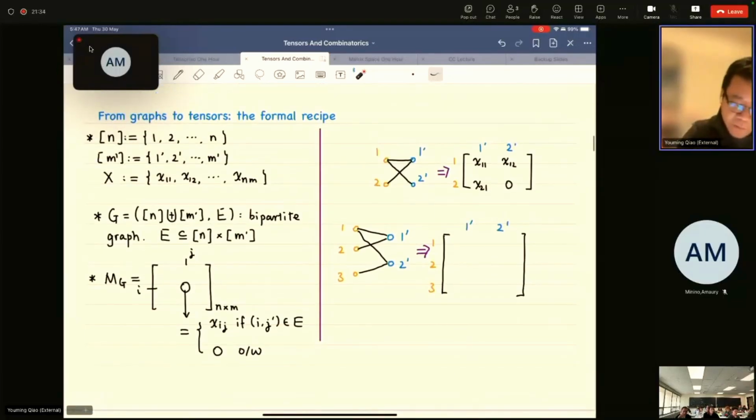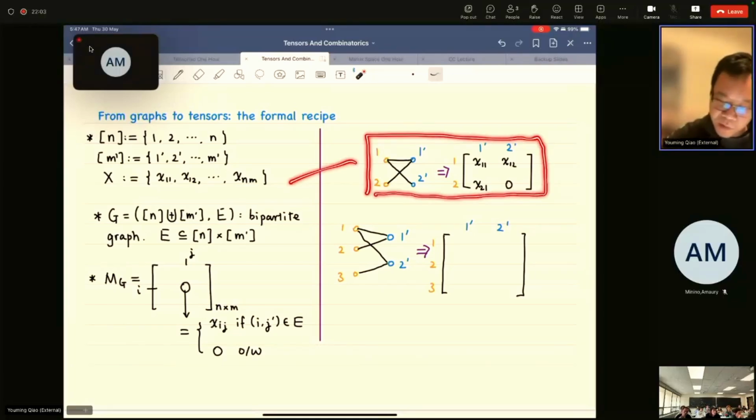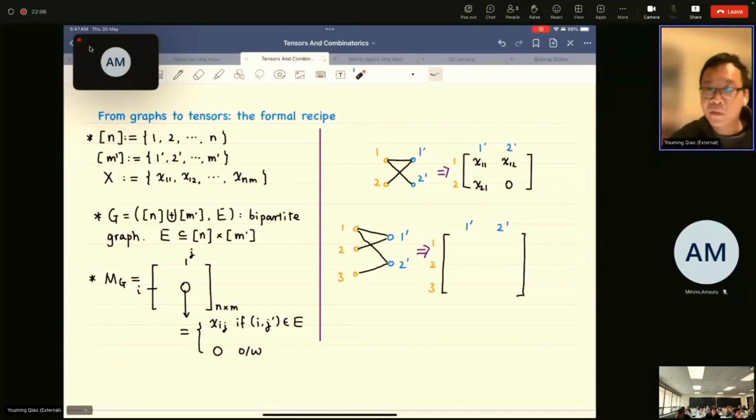And then, starting from this graph G, we are going to construct a matrix of linear forms M G. And you can see that at the ij position, the entry will be simply just a variable xij if ij prime is an edge, and 0 otherwise, right? So this is just repeating what we were saying about this example, just putting it into the general format. So we quickly do one example here.